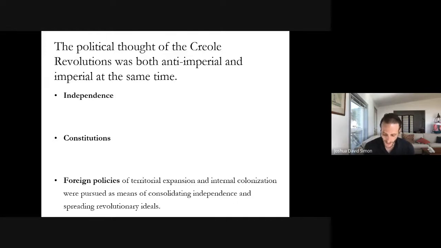There were two main lines of argument here. First, Creole political thinkers argued that occupying adjacent territories and filling them with sympathetic inhabitants would deprive Europeans of a foothold or a fifth column that could help launch a reconquest.